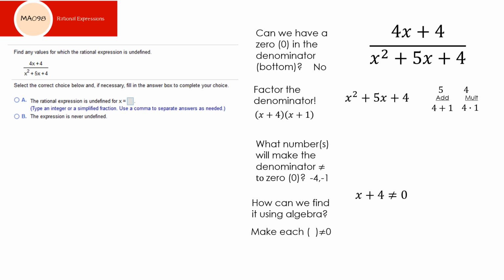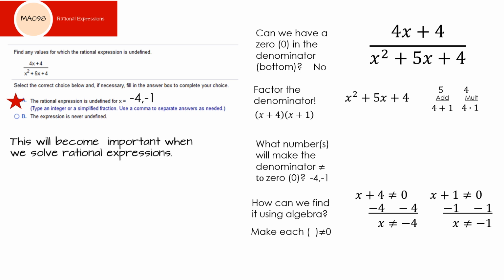So x plus 4 cannot equal 0. That turns out to be x cannot equal negative 4. And then x plus 1 cannot equal 0. And that turns out to be negative 1. So in our answer, the rational expression is undefined for x equals negative 4 and negative 1. Once again, this will become important when we solve rational expressions, a couple videos from now.